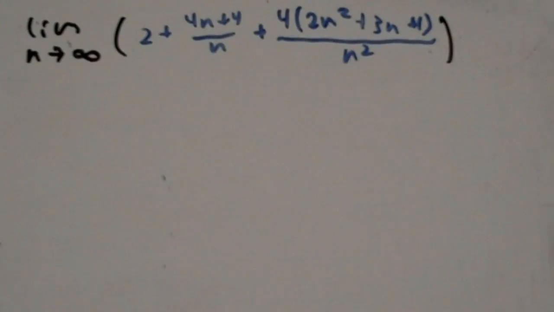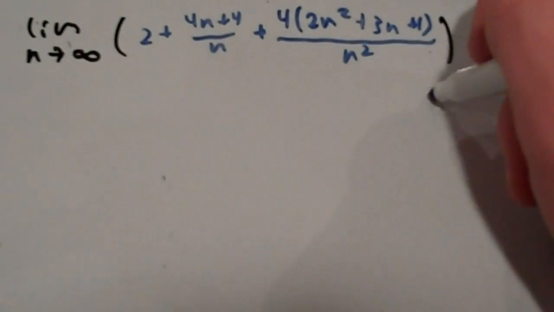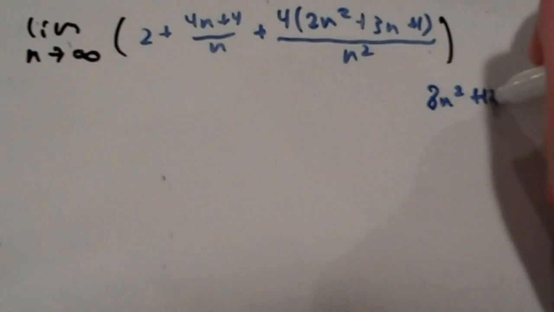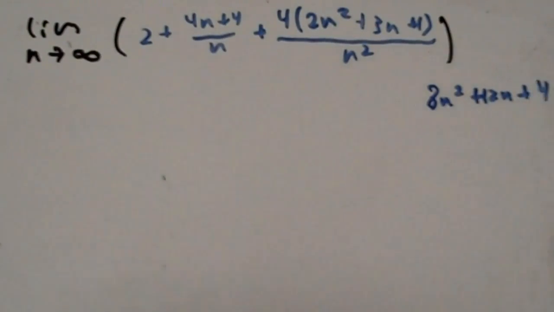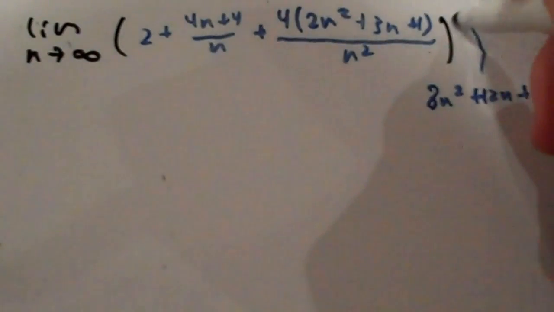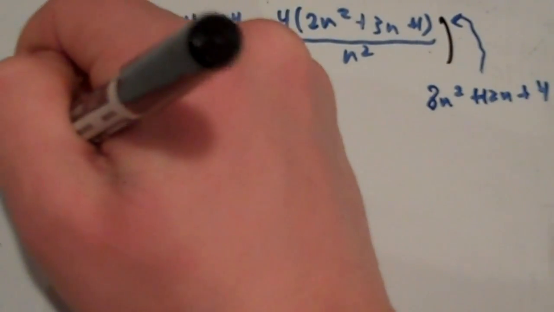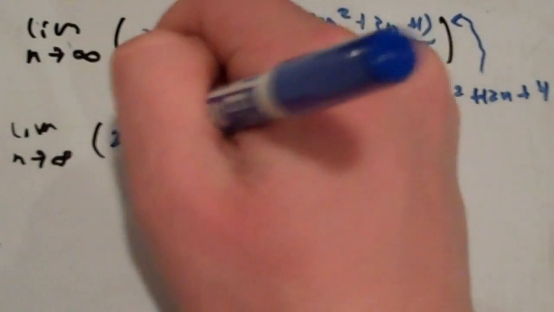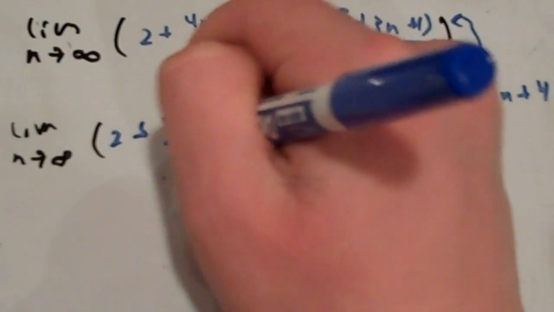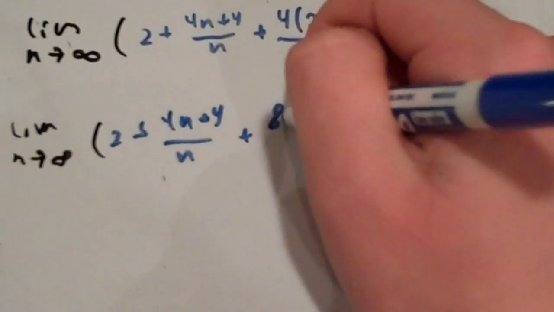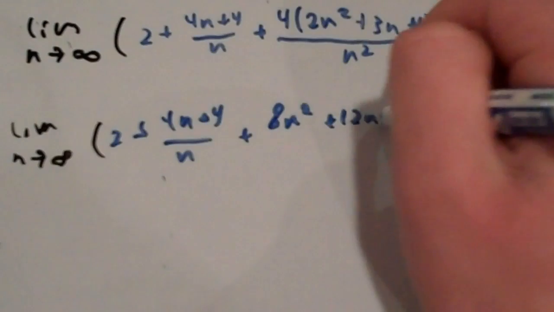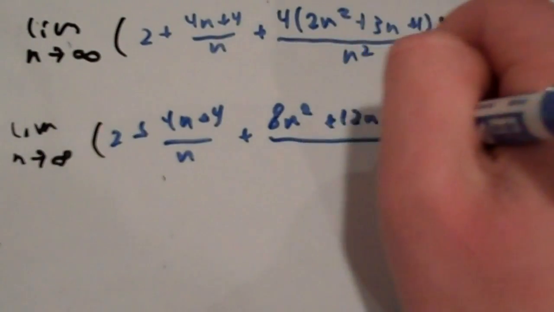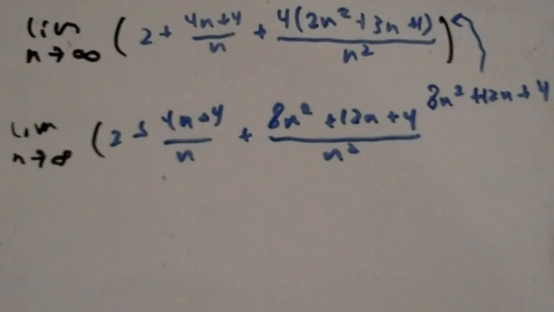Now, at this point, I'm going to go ahead and distribute this 4 off to the side. That would give us 8n squared plus 12n plus 4. So we can just plug this in at the top now. So we are now at this point, which we have the limit as n approaches infinity of 2 plus 4n plus 4 over n plus 8n squared plus 12n plus 4 over 3n squared.